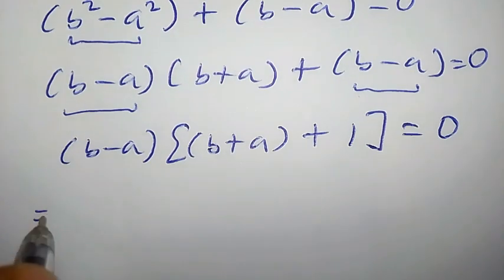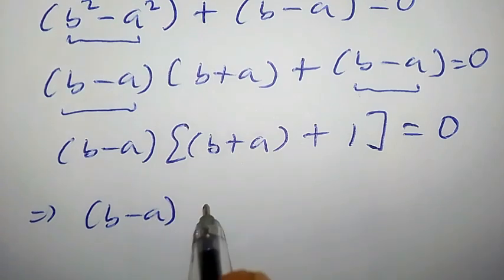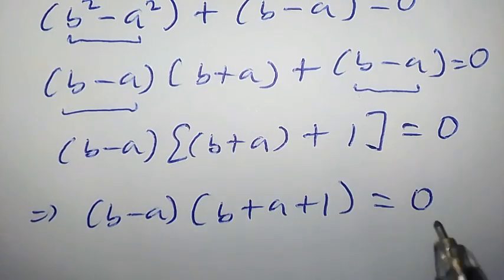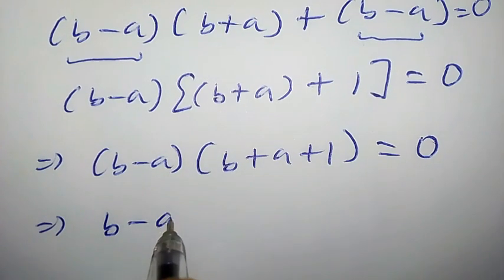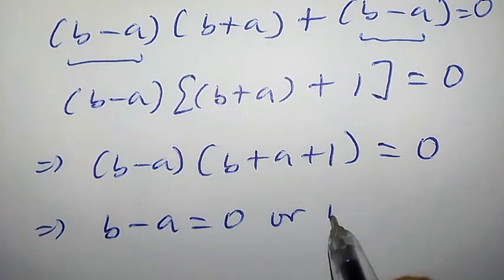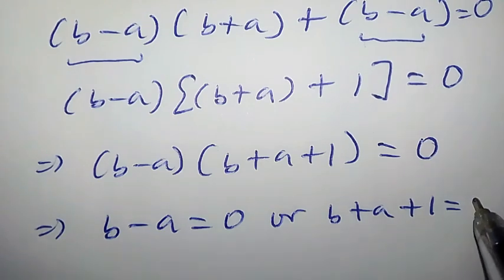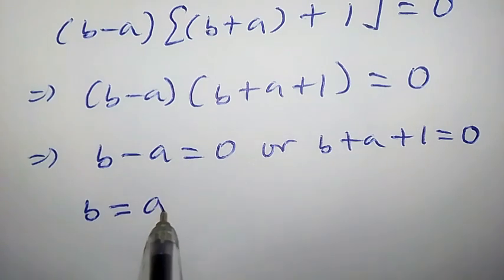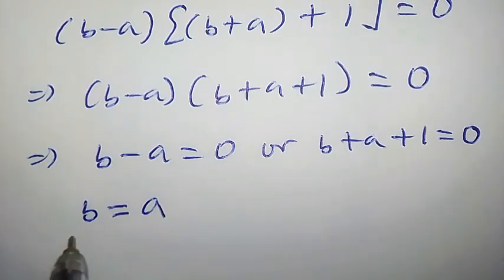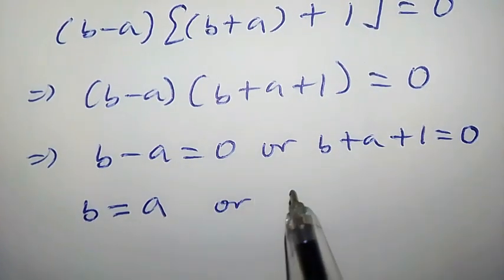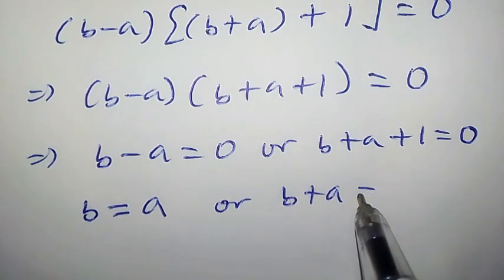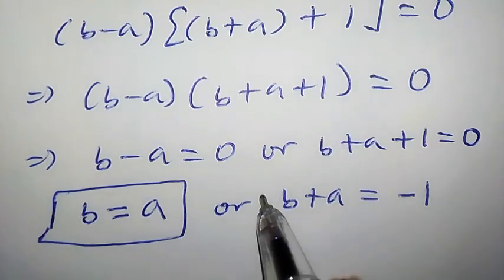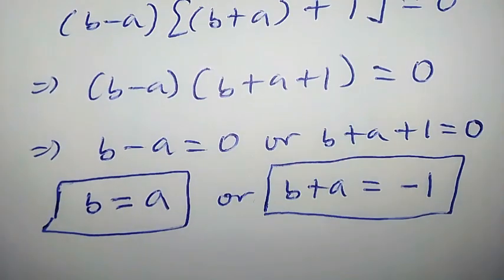So let's proceed further. This implies that (b − a)(b + a + 1) equal to 0. This also implies that b − a is equal to 0 or b + a + 1 is equal to 0. Clearly, from this, b is equal to a. That means whatever the value of a that we have will also be the value of b. Or b + a is equal to −1. Let us take note of this.